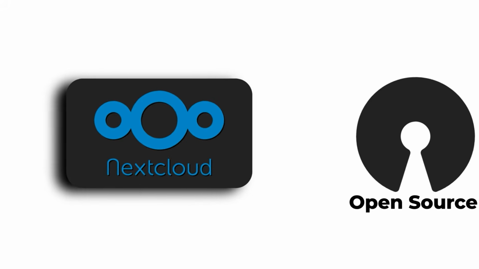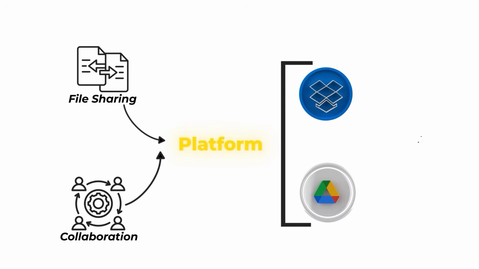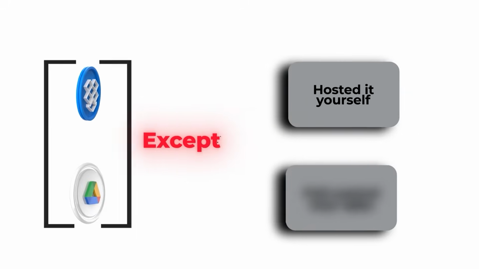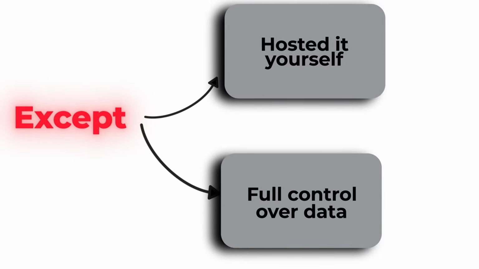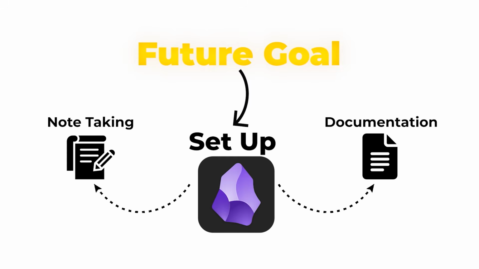So Nextcloud is an open source file sharing and collaboration platform, kind of like Dropbox and Google Drive, except you host it yourself and you have full control over your data. I'm setting this up as part of my Homelab so I can have a centralized place to store and manage everything I'll be working on in this lab environment. One of my future goals is to set up Obsidian for note-taking and documentation. But before I can do that, I need a reliable file sharing system set up for this environment. So I decided to go with Nextcloud.